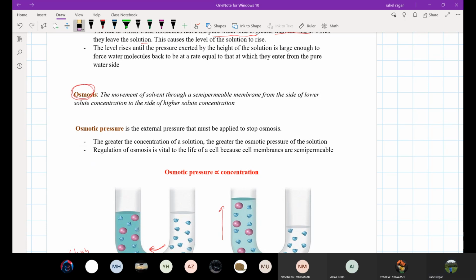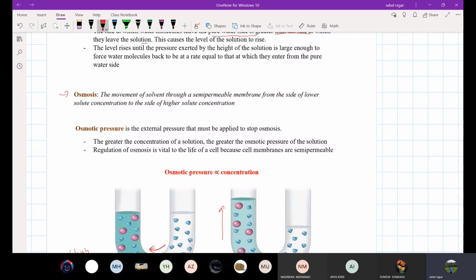Osmosis. We call it osmosis. What is osmosis? The movement of solvent through a semi-permeable membrane. Only solvent is moving, not the solid particles, because the solid particles are big. From where? From the side of lower concentration to the side of higher concentration. Don't forget that. That's a very important point.